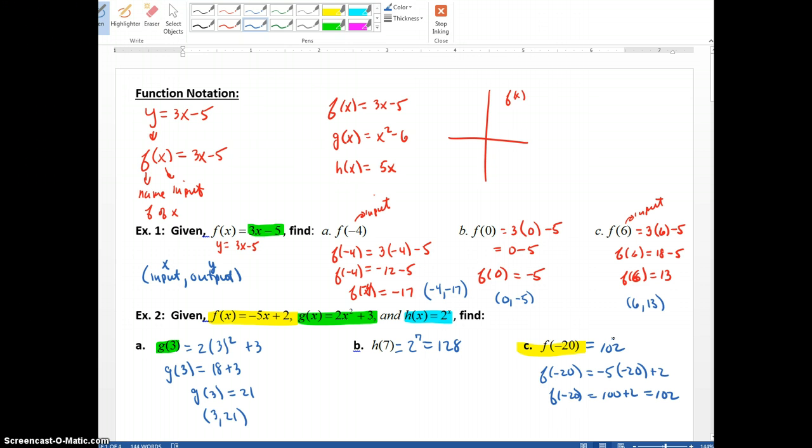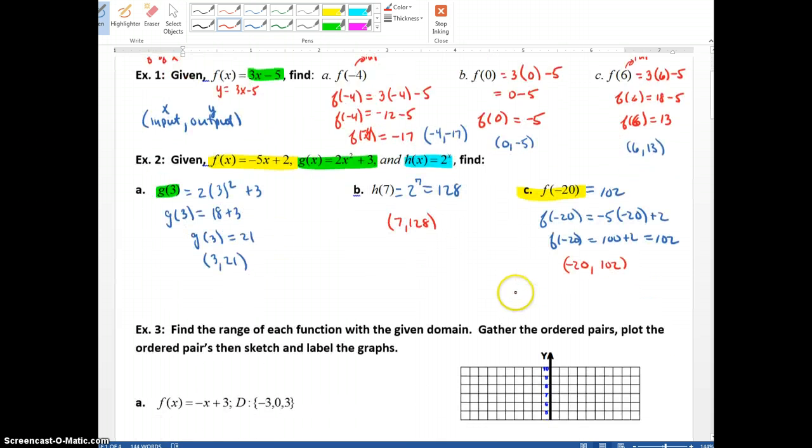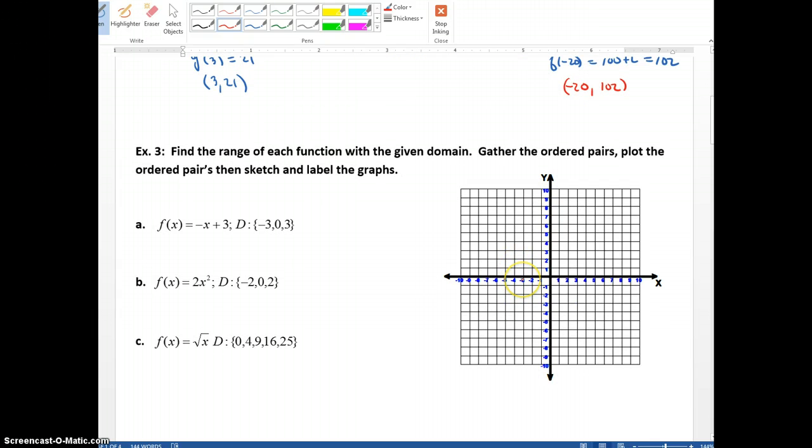All right. Both of these allow me to gather ordered pairs. For letter B, the ordered pair would be input 7, output 128. Letter C would be input negative 20, output 102. Okay. Now, why is this beneficial?